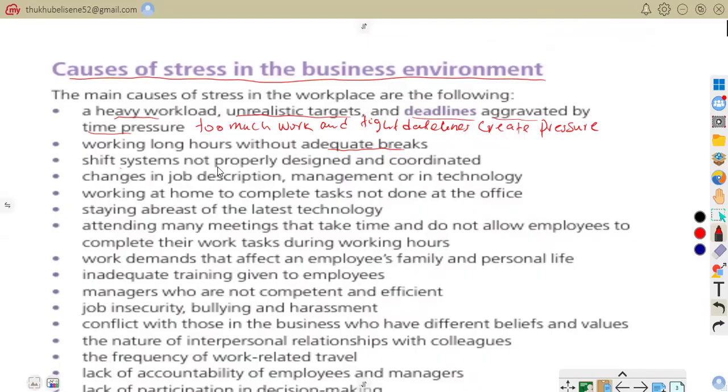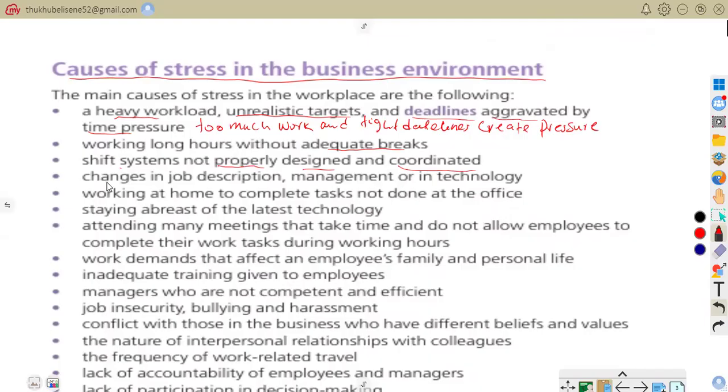Shift system not properly designed and coordinated. A poorly designed shift system means irregular or badly planned shifts disrupt routines and sleep. So that is that.